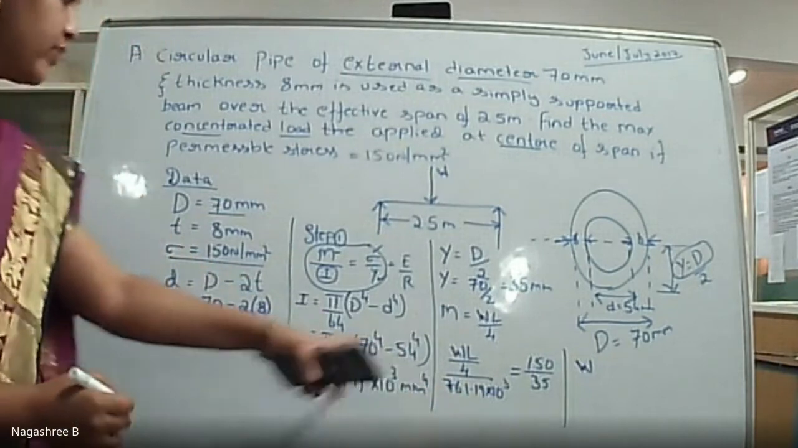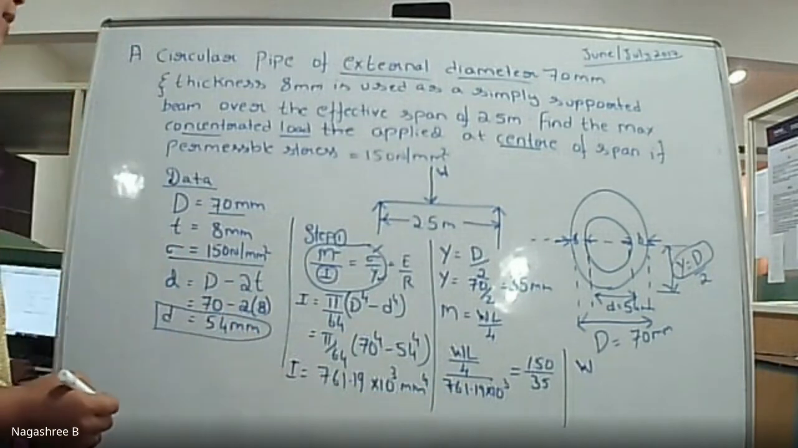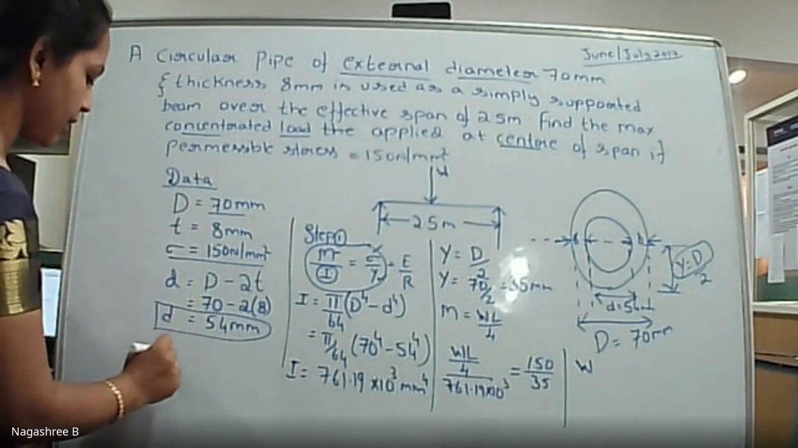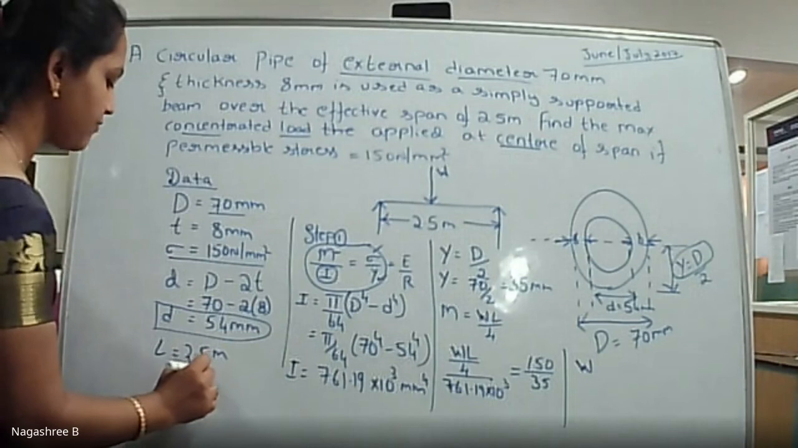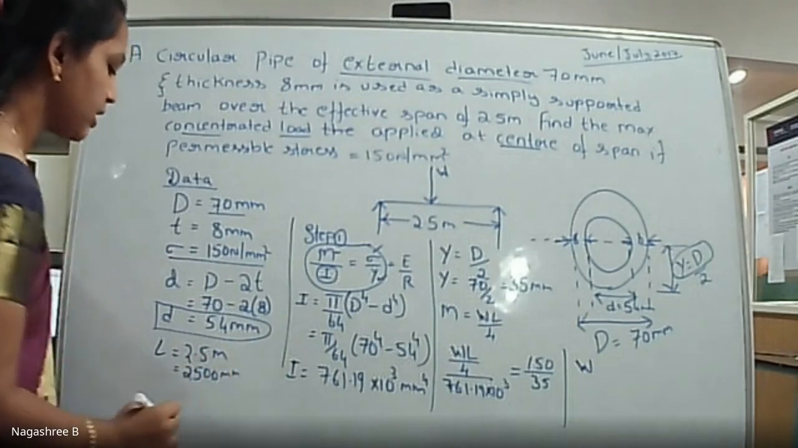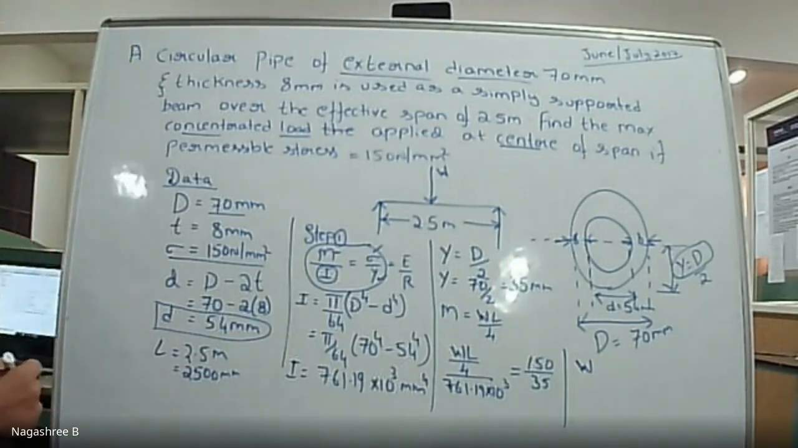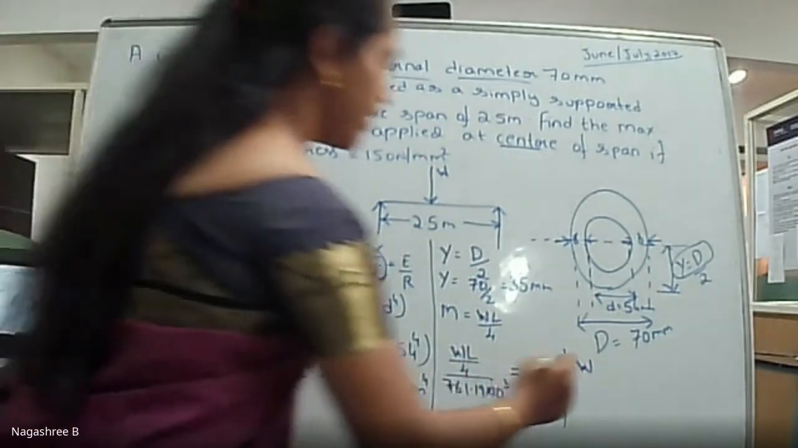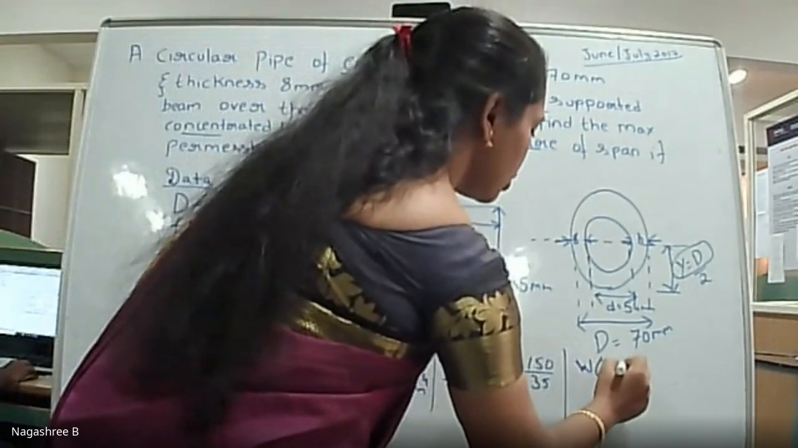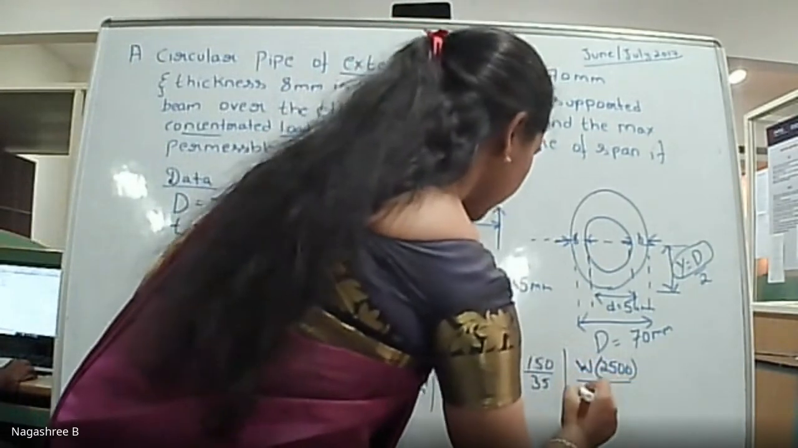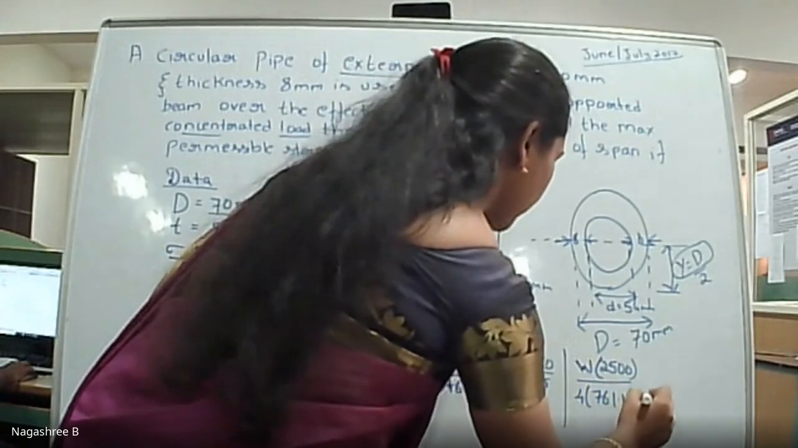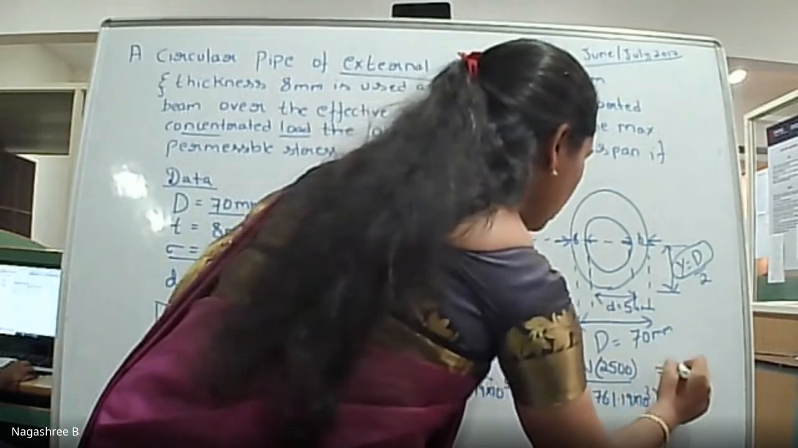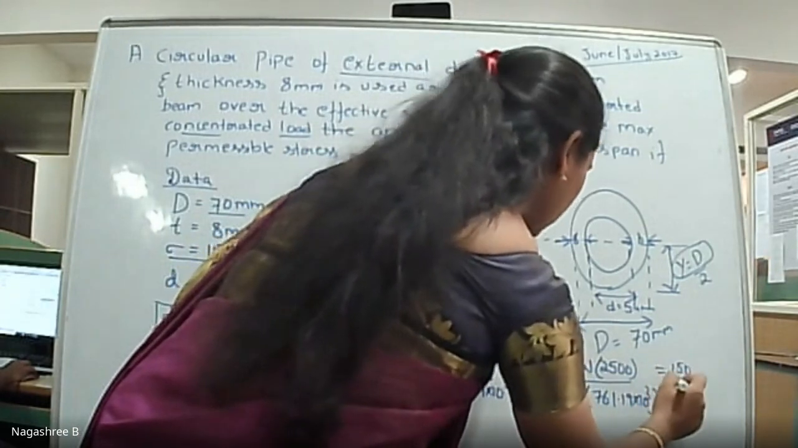All the other things which we have done are in mm, so we better convert L to mm. So L is 2.5 meters, which is nothing but 2500 mm, since 1 meter is 1000 mm. So 2500 divided by 4 into 761.19 into 10 power 3 is equal to 150 divided by 35.